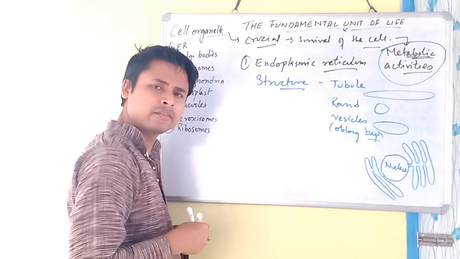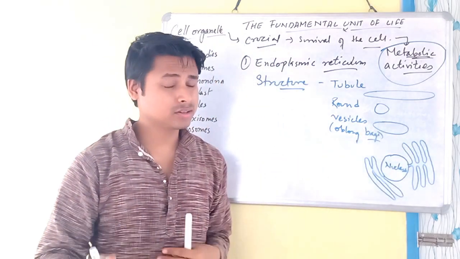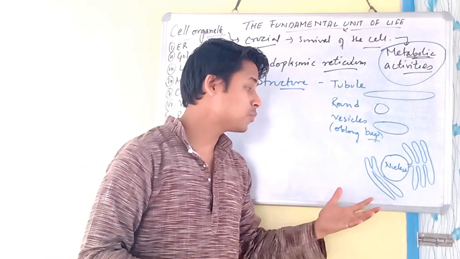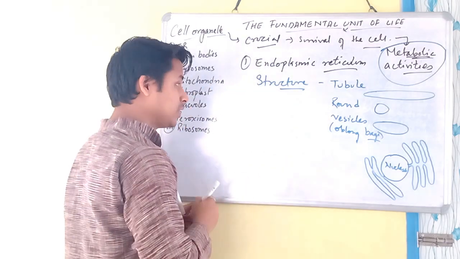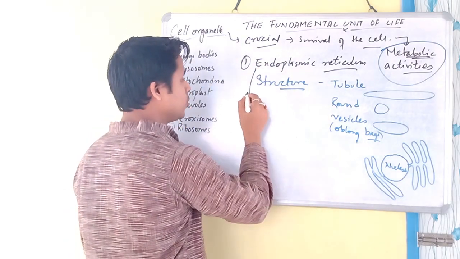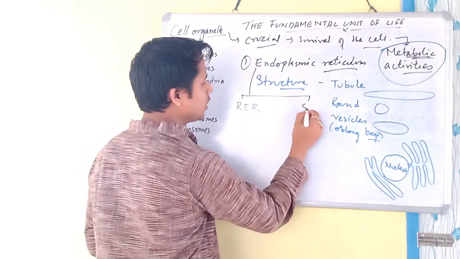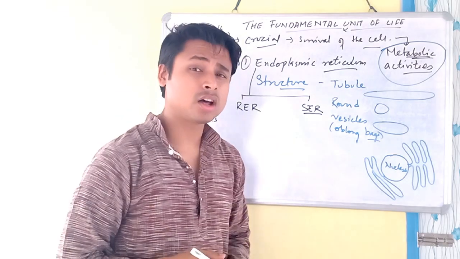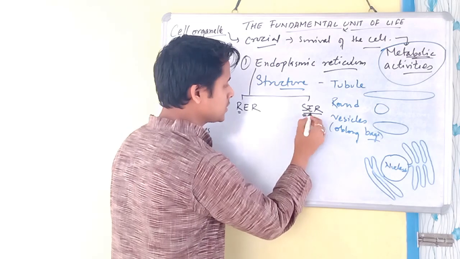Like this, right? Now this is how it surrounds the nucleus. Why is it so? We will discuss the purpose of this. Before that, this endoplasmic reticulum is classified into two categories: one is RER, another one is SER.